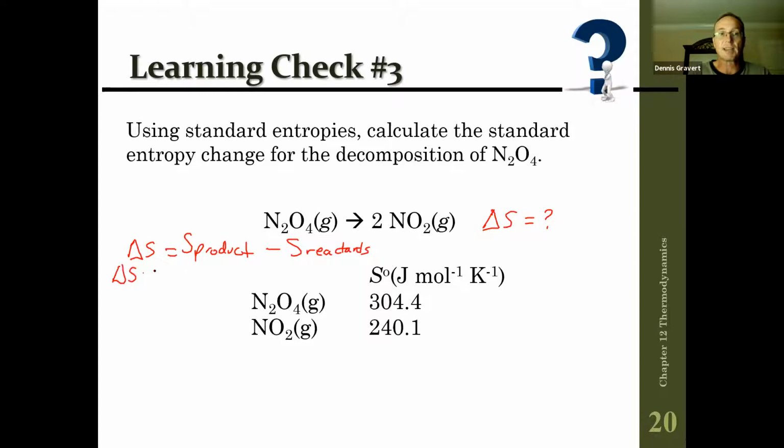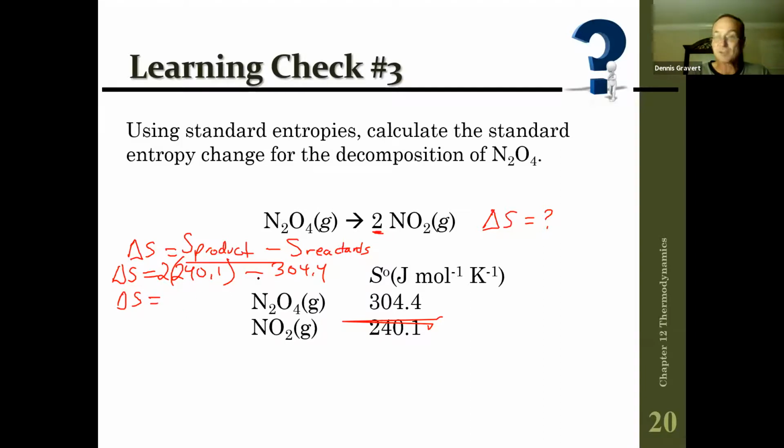So what do we got? Delta S equals the product. That's NO2, which is right here. Wow, zigzag. It's 240.1, but there's 2 of them, right? So I should put a 2 here. There's 2 molecules, so each molecule has a standard entropy, crazy disorder measurement of 240.1, but there's 2 of them, so multiply by 2. And subtract that from the reactant, which is N2O4, dinitrogen tetroxide, 304.4. And then do the math, 240.1 times 2 minus 304.4.